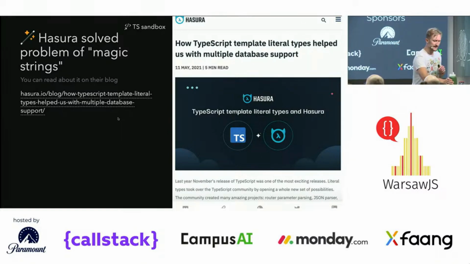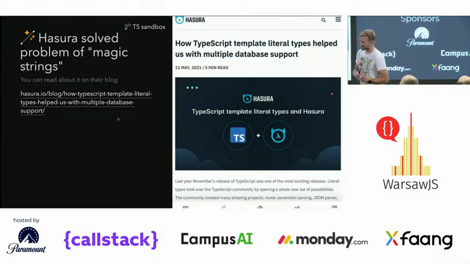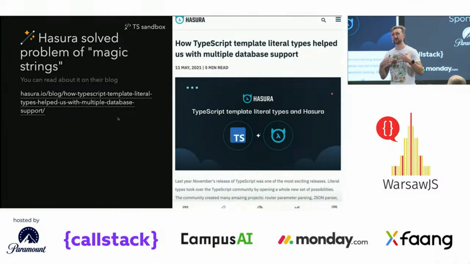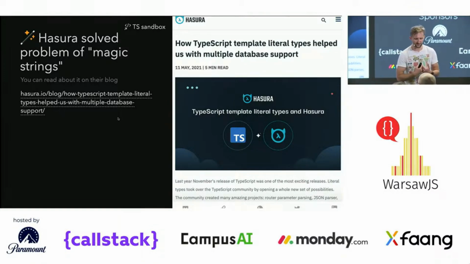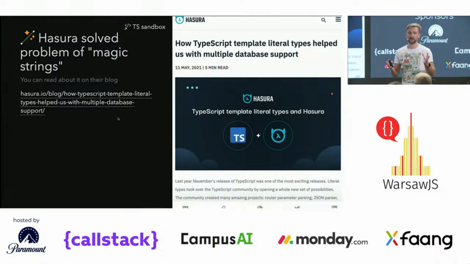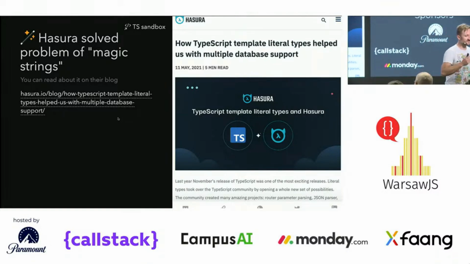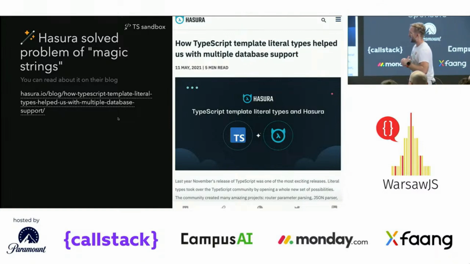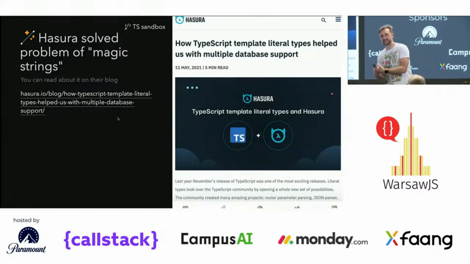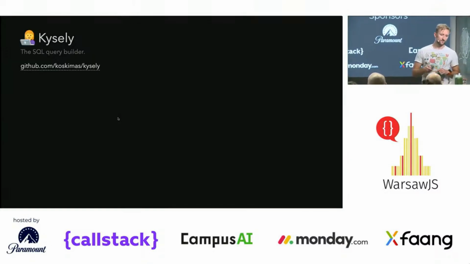If you ever use Hasura, they are supporting multiple database engines. And for each engine, there is a different set of features or commands which can be used. And before that, you have to just know which are available. But after the template literal types drop in and they've used it, they could actually type-safe all of those strings more in their block.